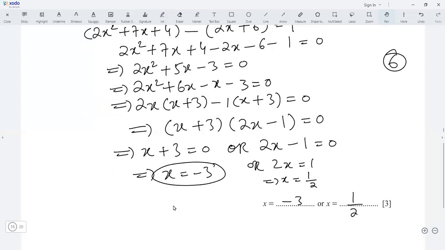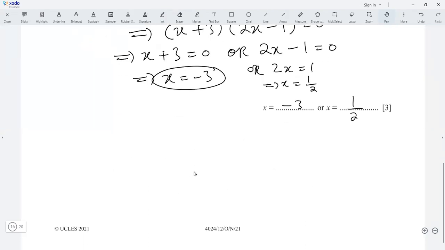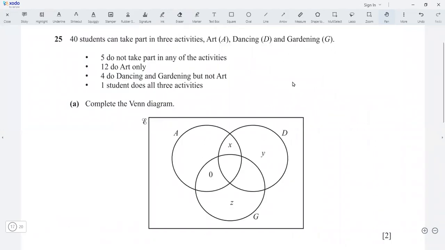We've done it. So moving towards the next question. Next question is basically a Venn diagram question, and we have to complete the Venn diagram. For completing the Venn diagram, we have to look at the information which is given, and then we can do it correctly. So they're saying that three activities are going on. First is A for arts, D is for dancing, and G is for gardening. So Z, Y, and X are unknown.